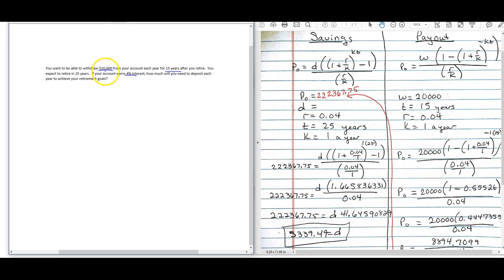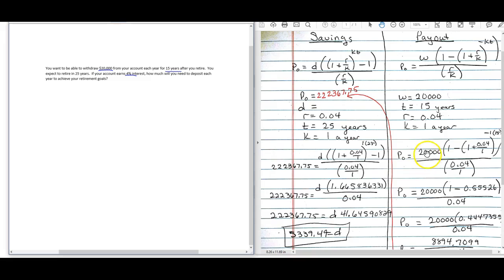We're just going to withdraw each year in our account. And so we want to know how much money we're going to need in order to be able to do that. So we're going to look at the payout here. If we're going to withdraw that much at this rate in 15 years, then I need to know how much money we're going to need so I can figure out how much I need to save.